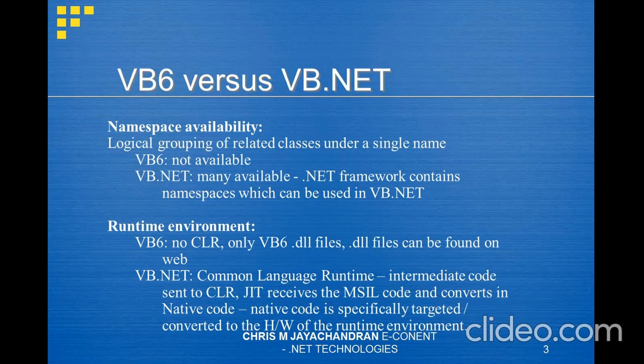The first heading or the category that we have is namespace availability. Well, we all know as to what a namespace is all about. A namespace is nothing but logical grouping of related classes under one heading or one grouping. We have a variety of namespaces available for VB.NET, whereas namespaces are not at all available for VB6.